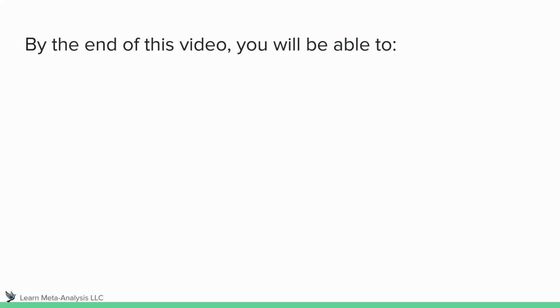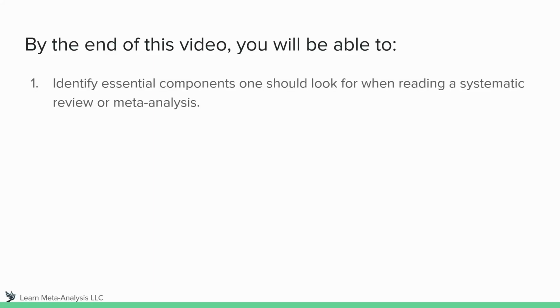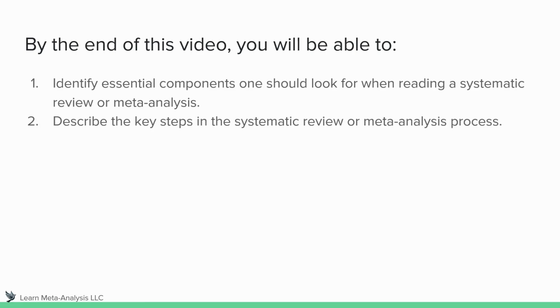So by the end of this video, I want you to be able to identify some of the essential components one should look for when reading a systematic review or meta-analysis. In other words, I want you to be a more informed reader. Second, I want you to be able to describe the key steps in the systematic review or meta-analysis process. And third, I want you to be able to identify essential statistics that are used in meta-analysis.